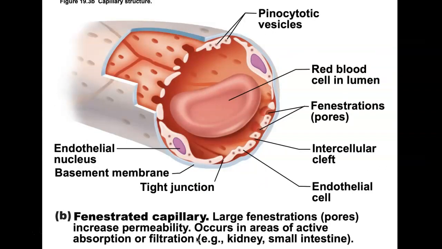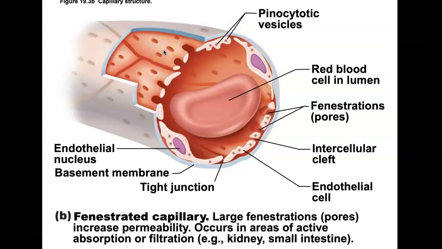Let's move over to the second, which are the fenestrated capillaries. These have large fenestrations. A fenestration is a pore, and thereby the pores enable increased permeability. These occur in the areas of active filtration, such as in the kidneys, or anytime you have absorption, like in the small intestines, and areas of endocrine hormone secretion as well. They kind of remind me of Swiss cheese because they have these holes that tunnel through the endothelial cells as well.